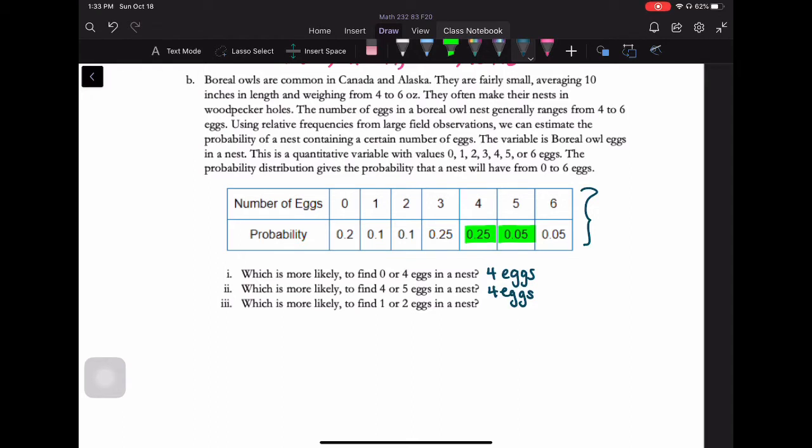Lastly, which is more likely, to find 1 or 2 eggs? Here's 1 and here's 2. Well, those are equal, so neither. They are both equally likely.